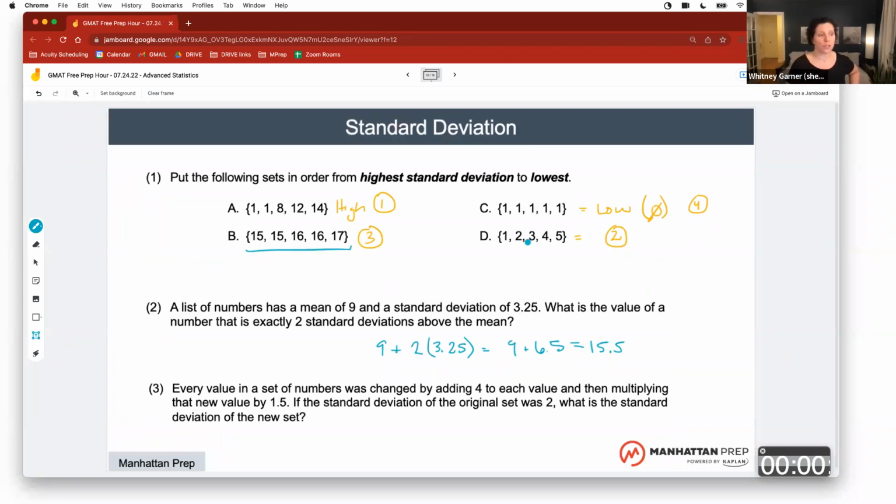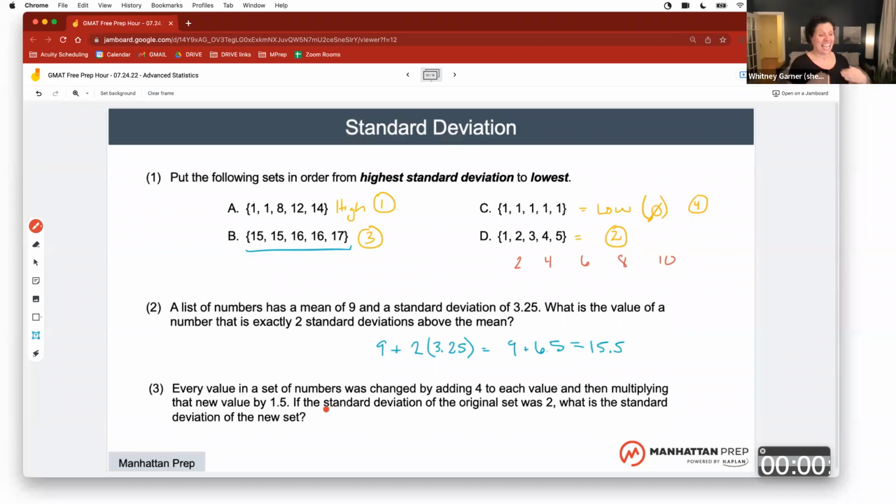However, imagine the set 1, 2, 3, 4, 5. If I multiplied everything in the set by 2, my new set would be 2, 4, 6, 8, and then 10. A much more spread out set. And so if I multiply by a number greater than 1, I expand my set out. If I multiply by a number less than 1, I shrink, so divide, I shrink my set in.